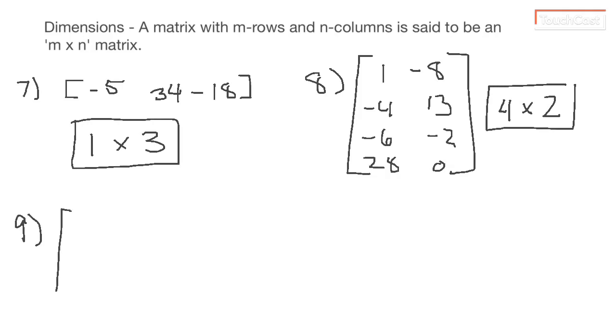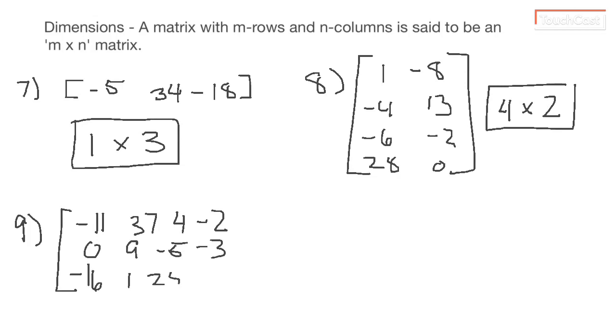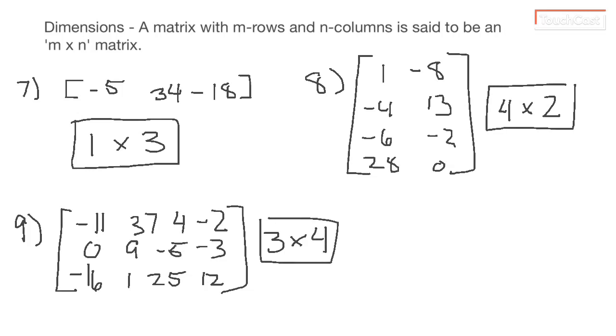Let's look at the last two. Next one and then one more. So we've got the following matrix: -11, 37, 4, -2, 0, 9, -5, -3, -16, 1, 25, and 12. I see 3 rows and 4 columns. So this is a 3 by 4 matrix.